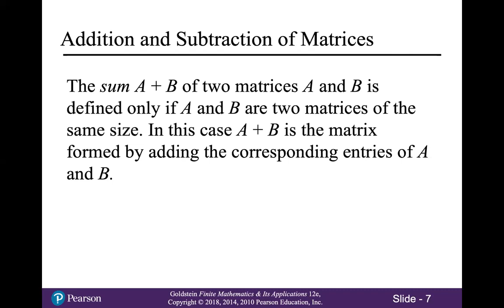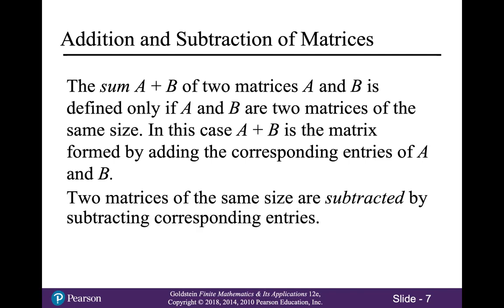All right, that brings us to addition and subtraction of matrices. The sum A plus B of two matrices A and B is defined only if A and B are two matrices of the same size. In this case, A plus B is the matrix formed by adding the corresponding entries of A and B. Two matrices of the same size are subtracted by subtracting corresponding entries.